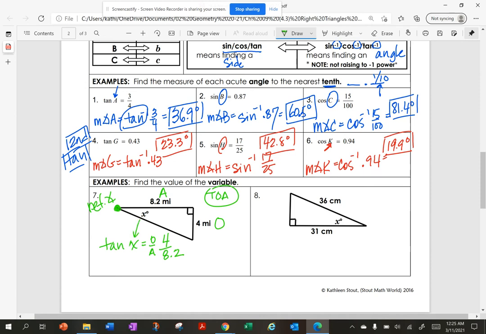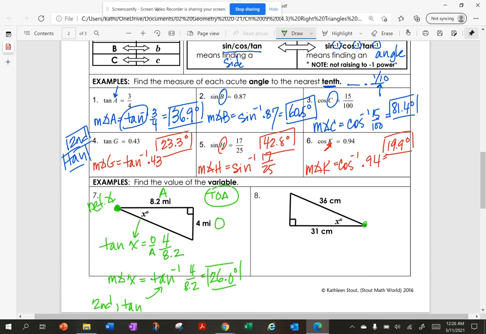So now I'm solving for x. So the measure of angle x equals tangent inverse of 4 divided by 8.2. So again, I'm going to type in my calculator second and tangent, and that's how I'm going to get tangent inverse. And my angle is going to be 26.0 degrees. Can I have you try number 8?